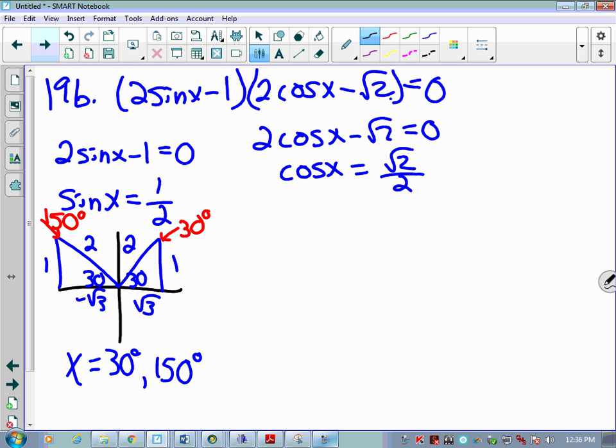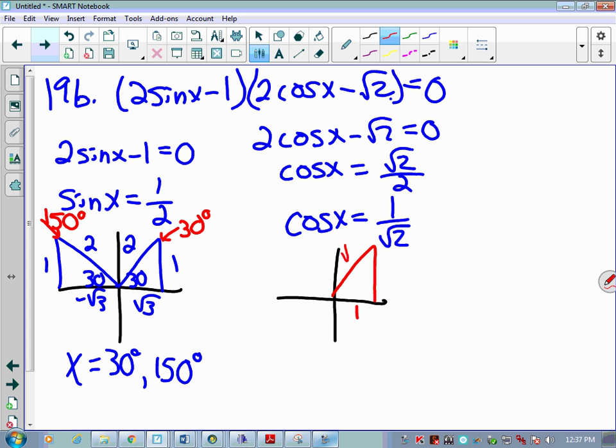We don't have any situation where our x-axis is radical 2. So what we actually have to do here is unrationalize the denominator, which would give us cosine x equals 1 over radical 2. You can tell because if I rationalize that denominator, I multiply by radical 2 over radical 2, which gives me radical 2 on top, 2 on the bottom. So here, adjacent is 1, hypotenuse is radical 2. This is 1, which means this is 45.